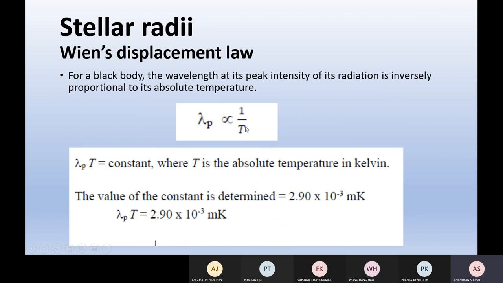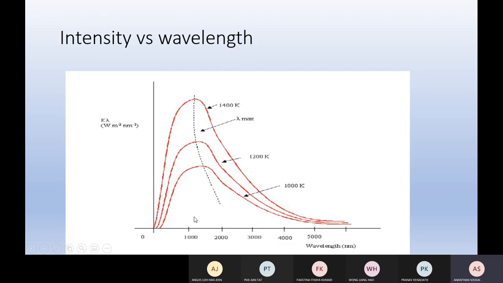Remember this. You can state this as Wien's displacement law. Lambda is inversely proportional to the surface temperature, so lambda T is found to be constant. This constant value will be given in your exam. From this graph, the only thing you have to remember is that for a black body, the maximum wavelength released is inversely proportional to the temperature of the surface.